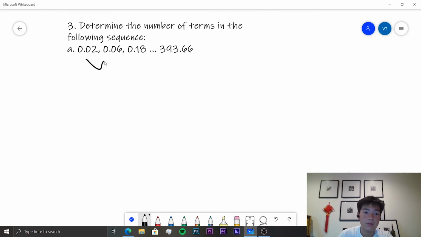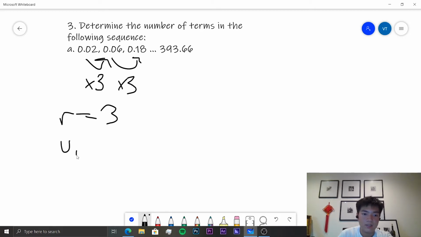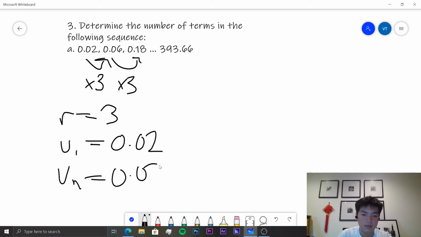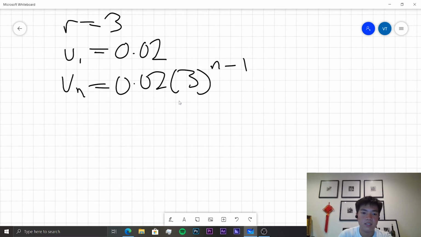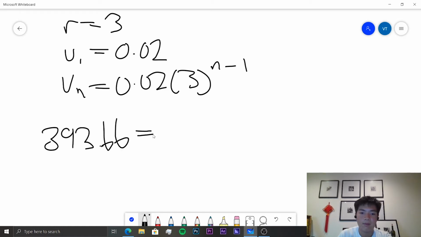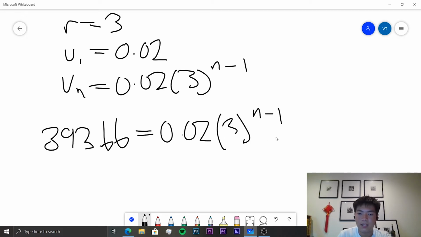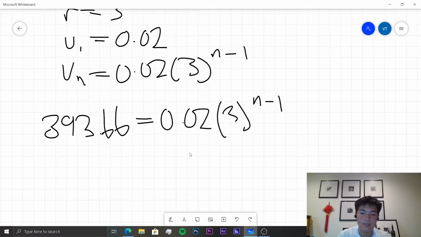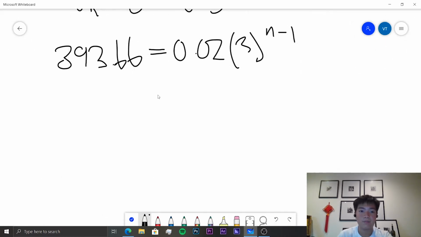So the pattern is pretty simple. To get to the next term, we multiply by 3 each time. So the common ratio is 3, and our first term is equal to 0.02. So our general formula is equal to 0.02 times 3 to the n minus 1. So we want to find the number of terms in the sequence, and so we can simply substitute 393.66, which is the last term in the sequence, and we'll get what term that is. So it's 0.02 times 3 to the n minus 1, and by solving for n, this gives us the final term and the number of terms.